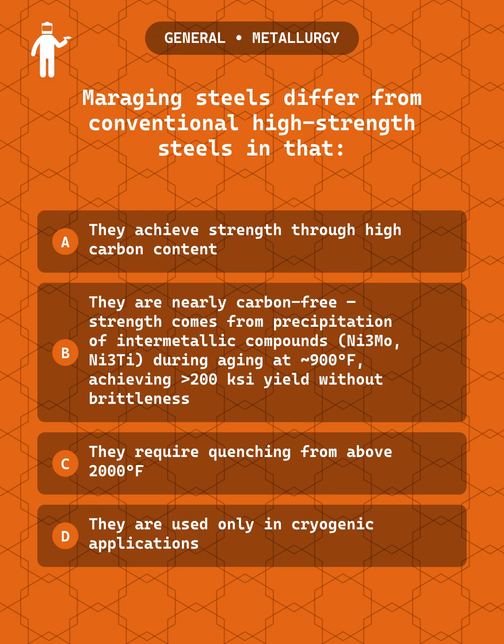Question 1. Maraging steels differ from conventional high-strength steels in that, is it A, they achieve strength through high carbon content, B, they're nearly carbon-free and get their strength from precipitation of intermetallic compounds during aging at around 900 degrees, achieving over 200 ksi yield without brittleness, C, they require quenching from above 2000 degrees, or D, they're used only in cryogenic applications?